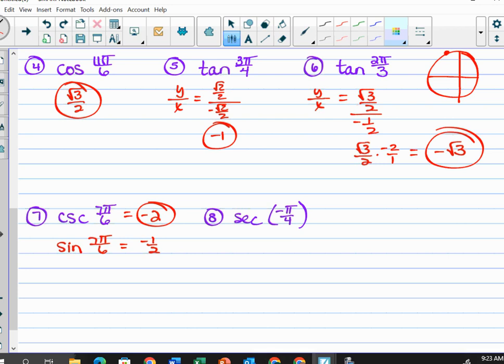Minus 45, or the same as 7 pi over 4. You're just this far into the fourth block. It is the secant of 7 pi over 4, so find the cosine there and then flip it.